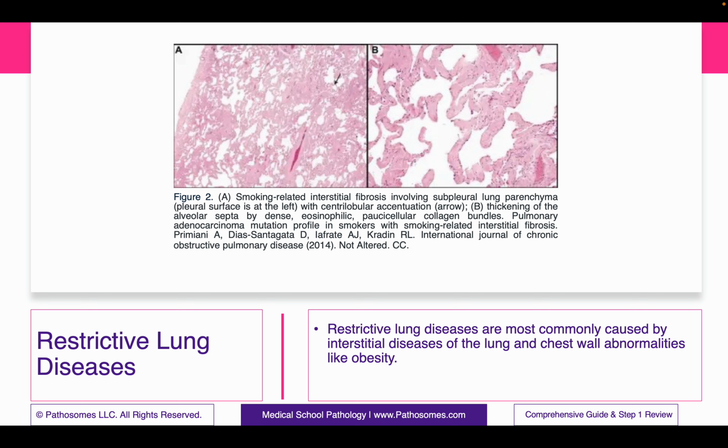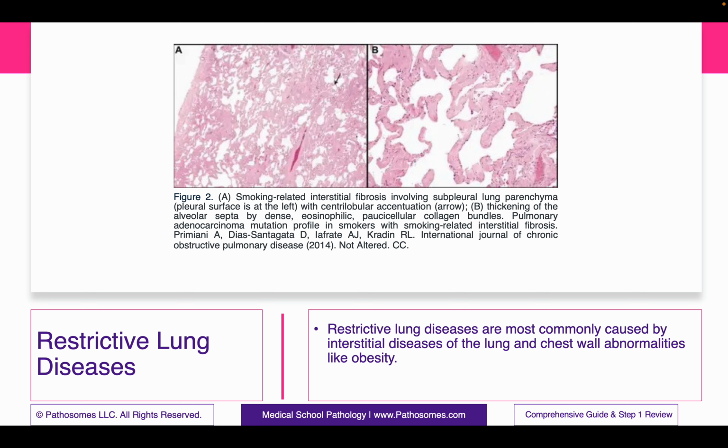Now, restrictive lung diseases are most commonly caused by interstitial diseases of the lung and chest wall abnormalities, like obesity. And you might be asking yourself, what are interstitial diseases of the lung? But you already know. Just think about it a little bit. I'm pretty sure you're aware of what interstitial diseases of the lungs are, okay?